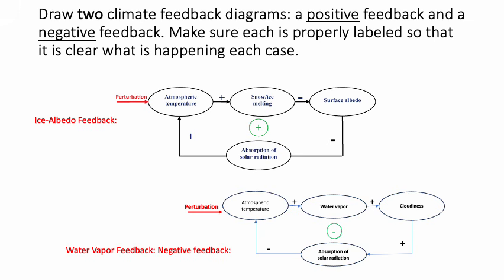When you're reflecting more solar radiation, now at this point, the atmospheric temperature is not going to go up again. So you can just kind of stop there. So that negative feedback, you want to have the minus sign in the middle of that feedback cycle.